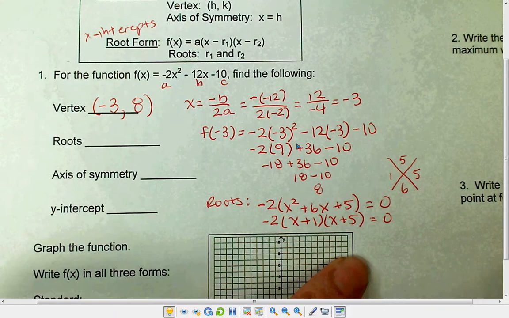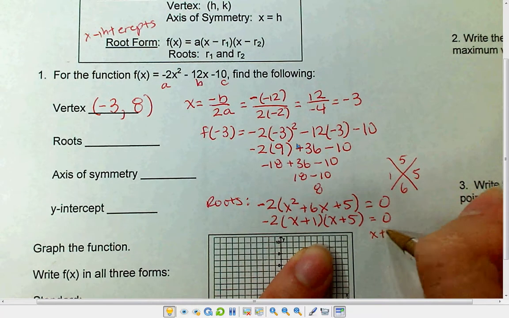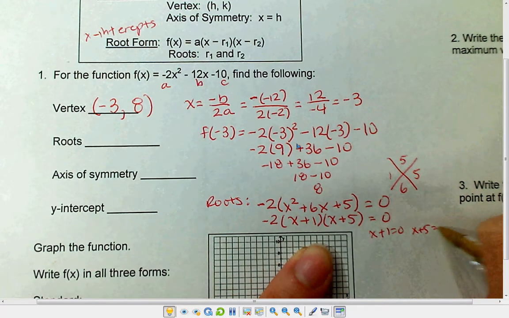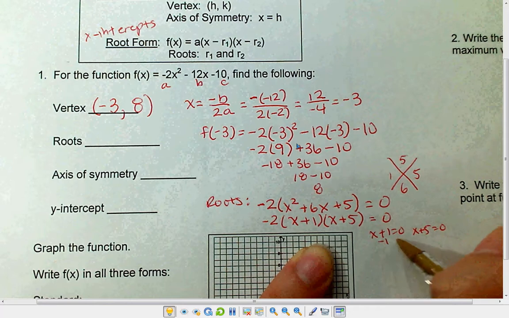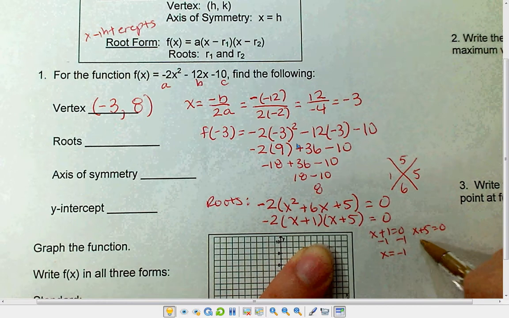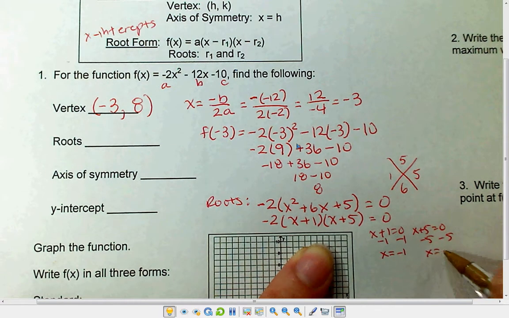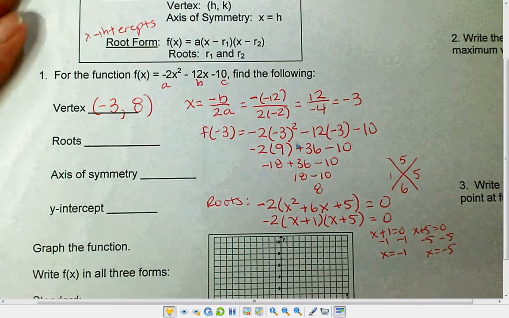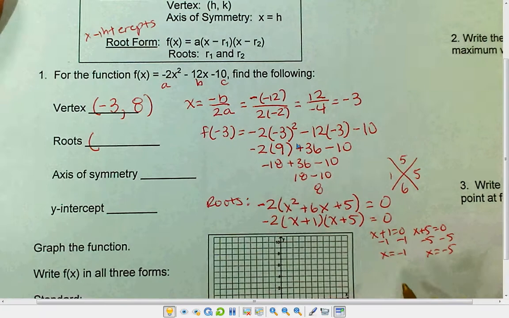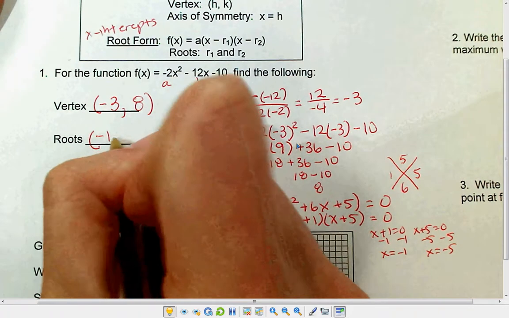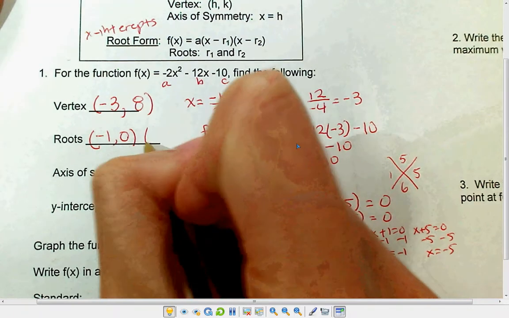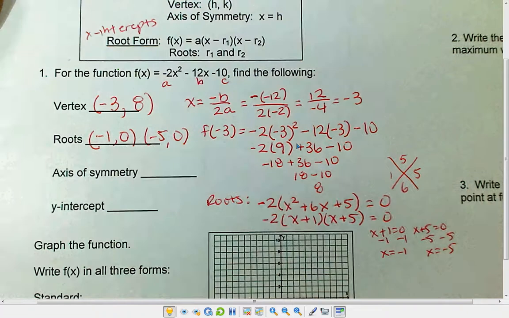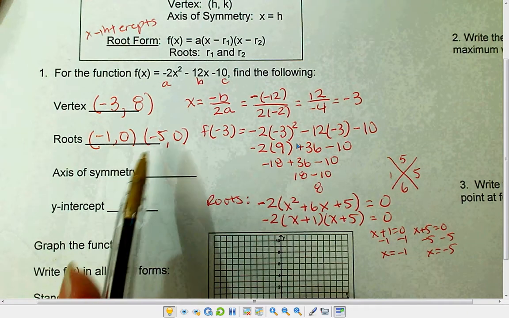And now I'm just setting both of these equal to 0. So x plus 1 equals 0, x plus 5 equals 0. Subtract 1 from both sides, I get x is equal to negative 1. Subtract 5 from both sides, I get x is equal to negative 5. And these are my two roots right here, which I can just rewrite in point form. So my x is negative 1, my y is 0. x is negative 5, my y is 0. So here are my two roots.